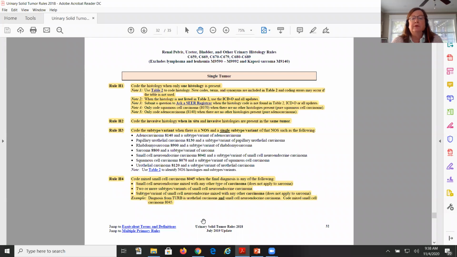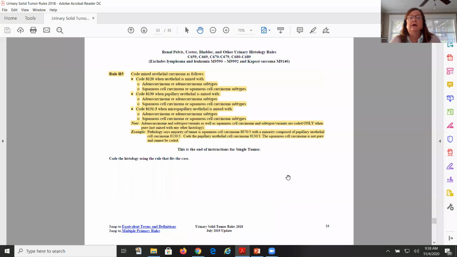Now, here's a point I want to make. The reason we have this rule that addresses this histology is because this histology 8045 does not appear in the histology table for the urinary sites chapter. So that is why we have a rule here that is specific to this histology 8045.